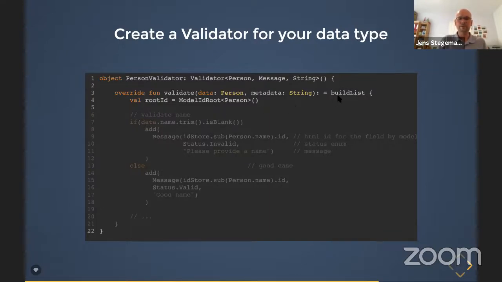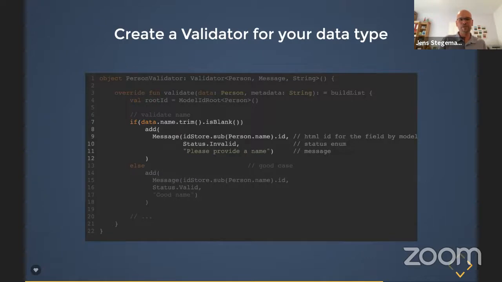In this case, you build a list of messages. You get your root ID from your store, so that the IDs from your validator match the IDs generated by your store. And then you write your validation rules and add a message whenever you want. So this is an error message, status invalid for this case, and gives this text. And the next one is a positive message, so it's valid and gives a positive text.